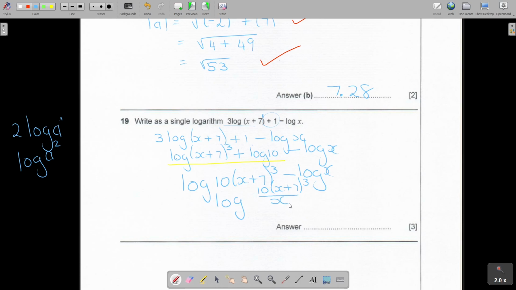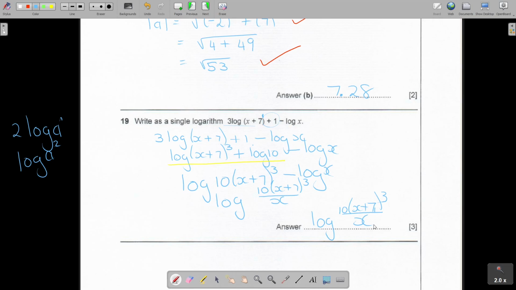Okay, now I see that they said you could have multiplied. Oh, please don't waste so much time. That was the final answer. The final answer was log of 10 times (x plus 7) cubed, and that's over x. But if people multiply it out, and I'll show you now the answer, they would have been correct. Can I just show you?